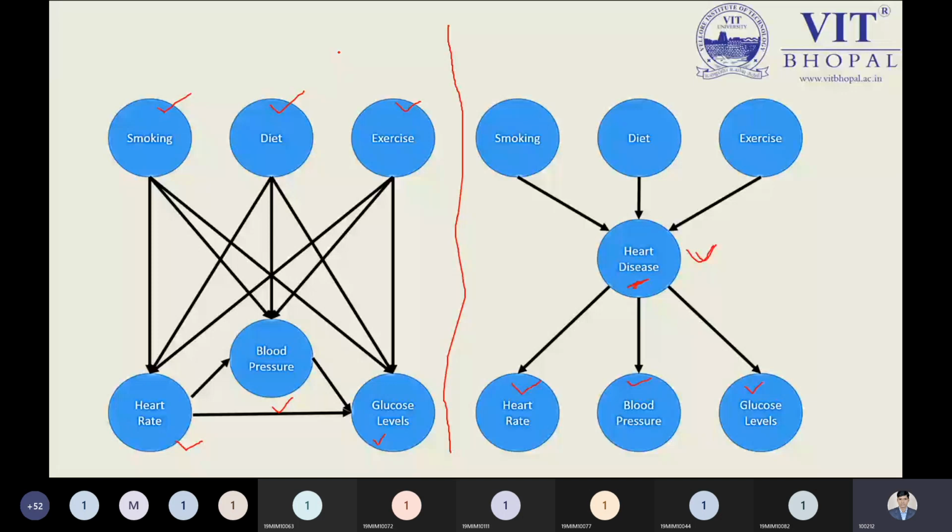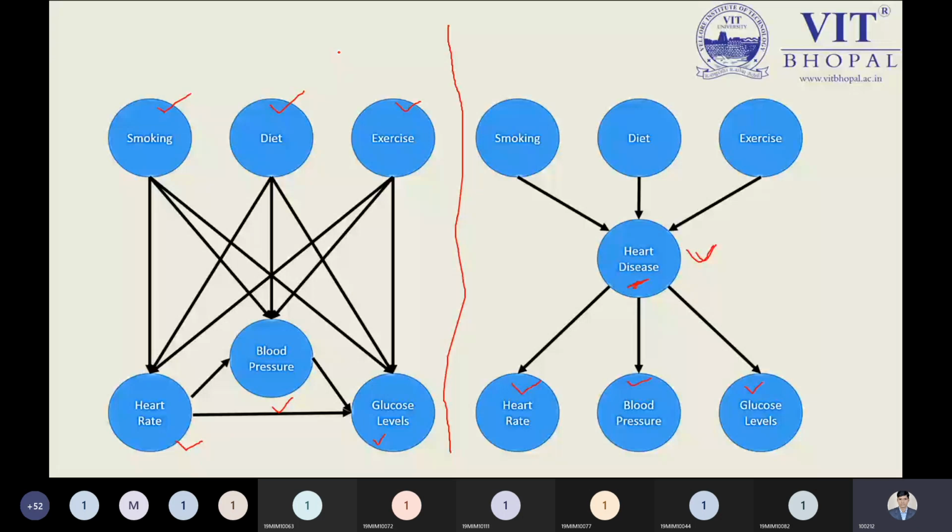From this point, what you are facing is a complex structure, and in the case of a complex structure, definitely the computational complexity will be high. So you are expecting that if you are doing some smoking, you can have blood pressure, glucose level, and heart rate problems. So everything is connected with each other. So that is the good point that in general form we can understand.